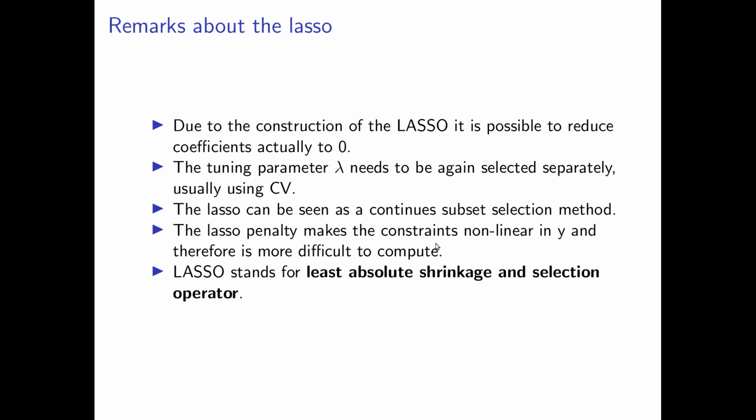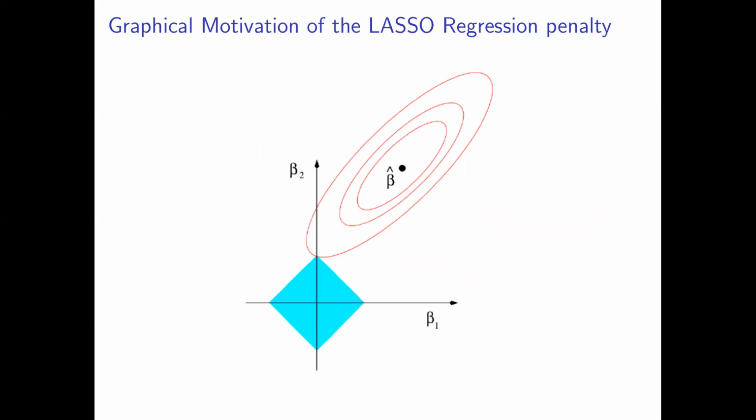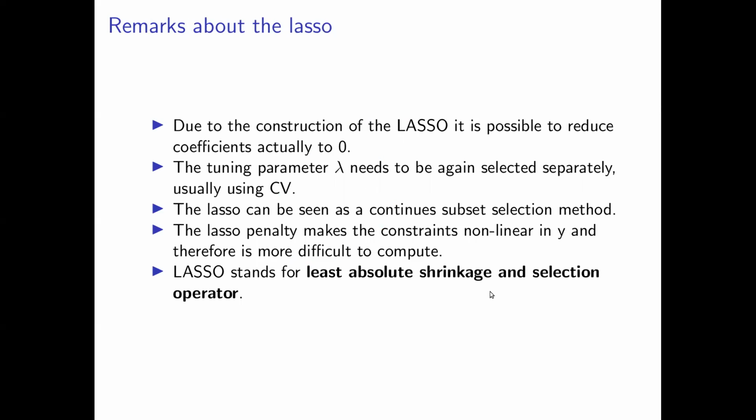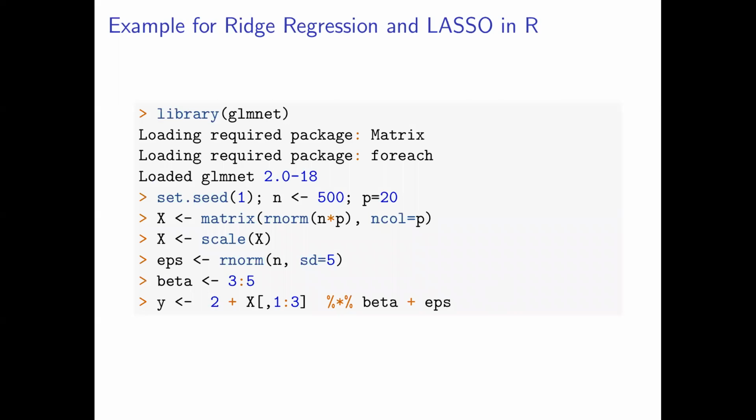In this case the constraints become non-linear and they are much more difficult to compute because these derivatives are not continuous anymore. But the shrinkage is better than we had before. In order to see this, we will look at an R example comparing the ridge regression against the lasso.